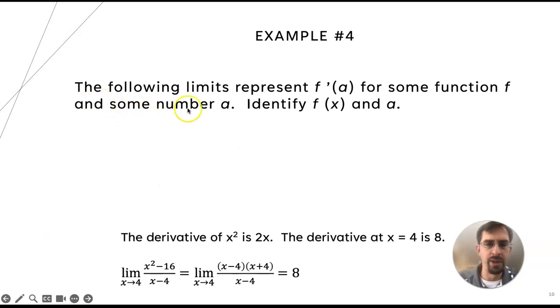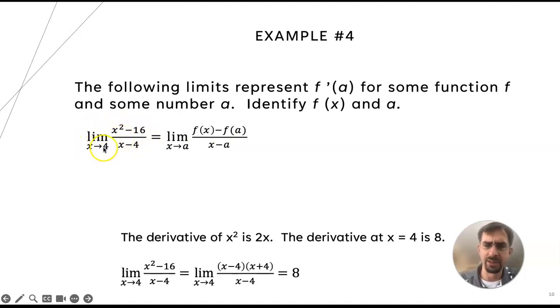Okay, one more here. The following limits represent f prime of a for some function f and some number a. Identify f of x and a. So we've seen this kind of limit before, haven't we? Limit as x goes to 4 of (x squared minus 16) over (x minus 4). Now, this is a different form of the derivative, but it's still the same idea. We've got a function, x squared, which matches up really nicely with that f of x there. And we've got an a value, which is equal to 4.